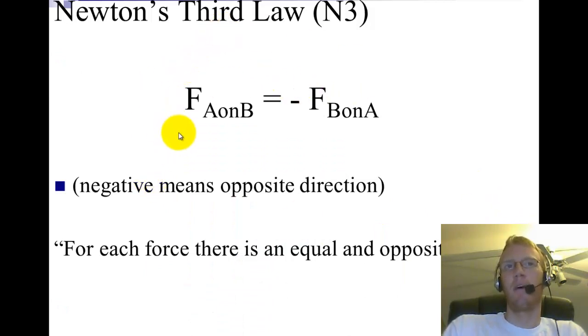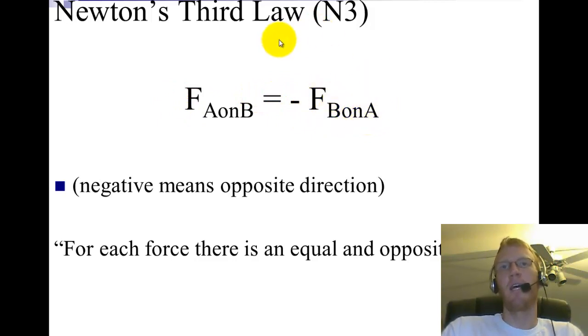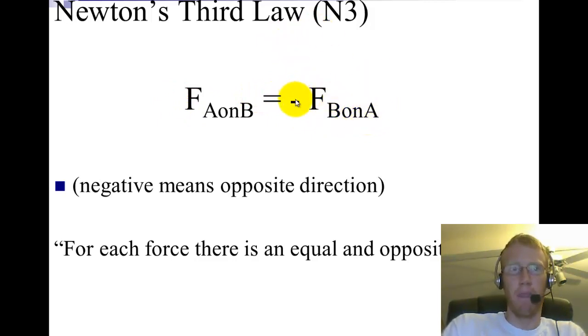Okay, the mathematical representation is F of A on B equals negative F of B on A. Again, since it's a vector, the negative only tells you direction, so it's saying that the force of A on B is in the opposite direction, but equal size to the force of B on A.